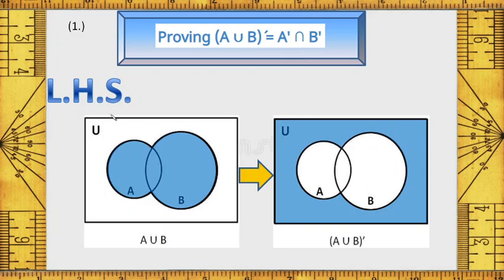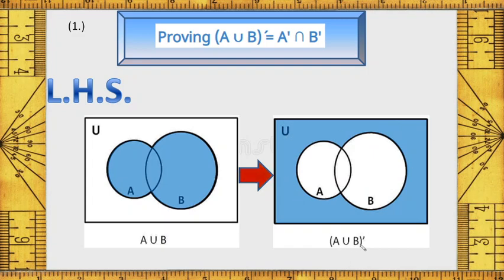So let's take the left hand side. First of all, we will calculate A union B. So the elements lie either in A or in B. So A union B means this blue region represents A union B. Now we have to take the complement of this blue region. So the complement of this blue region is this.